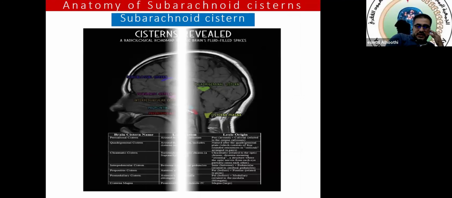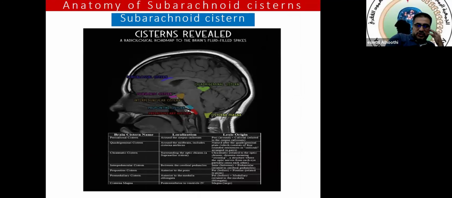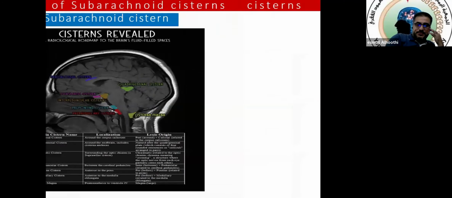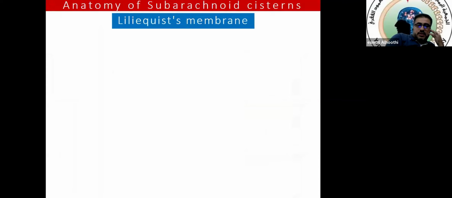As we see in this sagittal view MRI, there are a lot of cisterns here. Each cistern gives a roadmap to approach certain lesions in the brain, even aneurysms or tumors, which makes a safe roadmap.